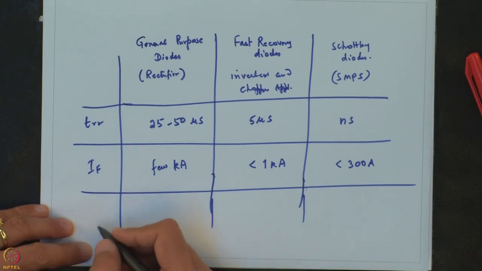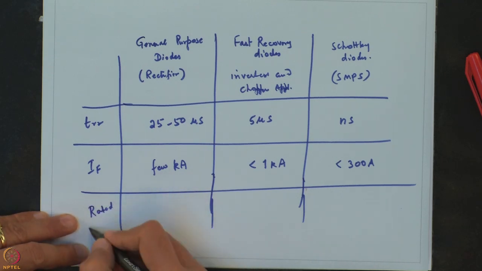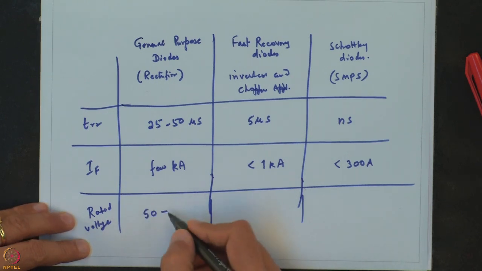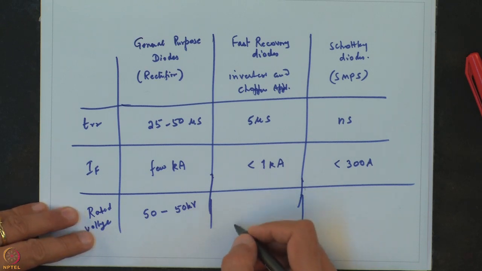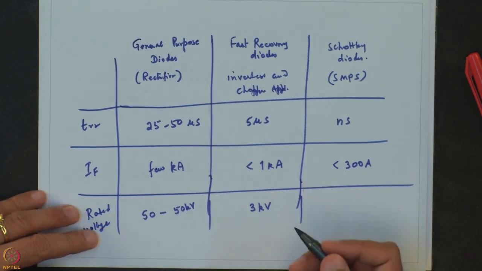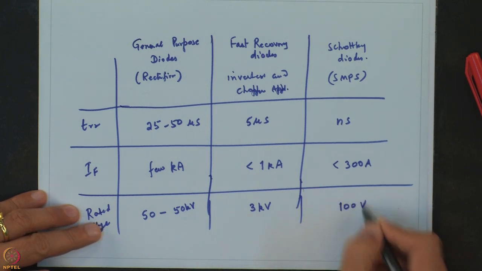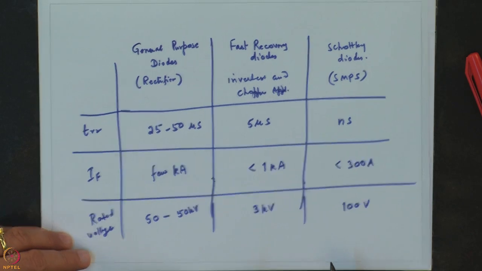Alright, about the rated voltage that these 3 types of diodes can take: the general purpose diodes typically 50 volts to 50 kilovolts. It's a huge voltage they can take. The fast recovery diodes can take up to about 3 kilovolts, and the Schottky diodes, as I said before, are capable of only up to about 100 volts. Though there might be Schottky diodes now coming where people are able to sustain higher voltages.